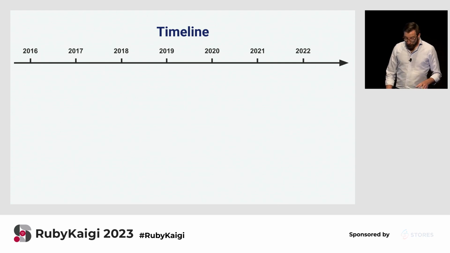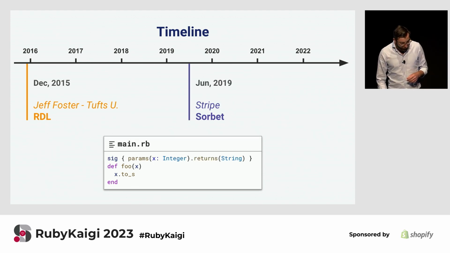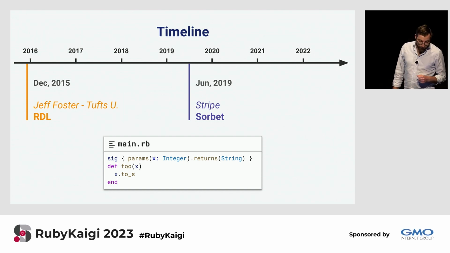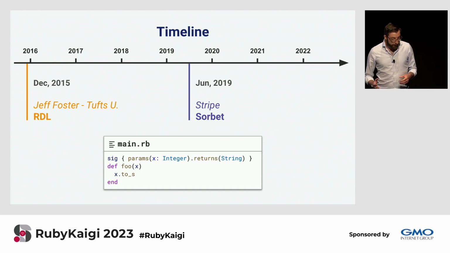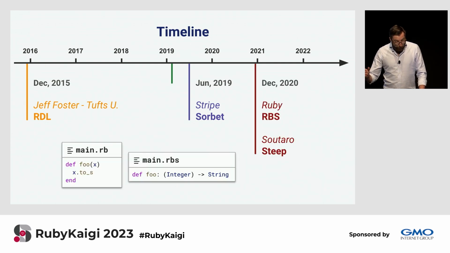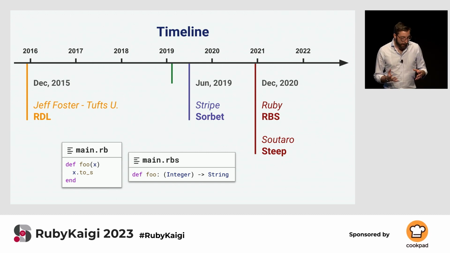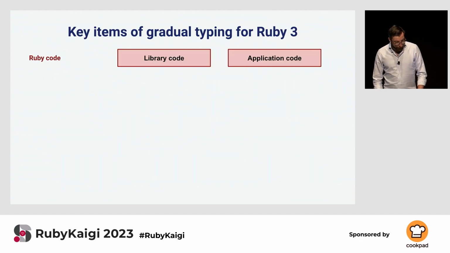Type checking for Ruby is not a novel thing. Already in December 2015, Jeff Foster from Tufts University, a researcher, released RDL. That was the first way to add types to methods and ensure type checking. Then in June 2019, Stripe released Sorbet, another way to type check Ruby code. For the story, we've been using Sorbet at Shopify since February 2019. And more recently, in December 2020, we had the release of RBS, and Soutaro also released Steep to type check a Ruby program using RBS. So none of this is really new.